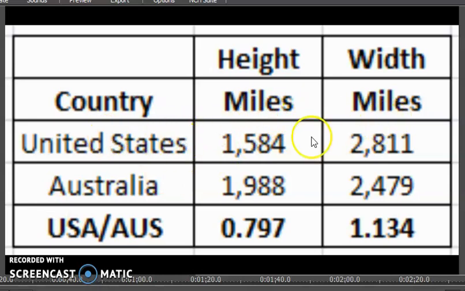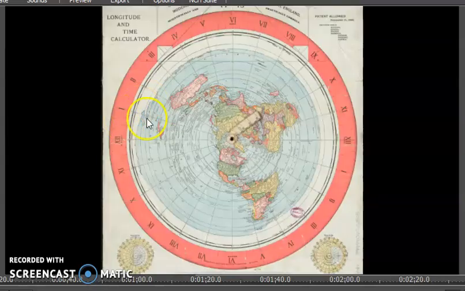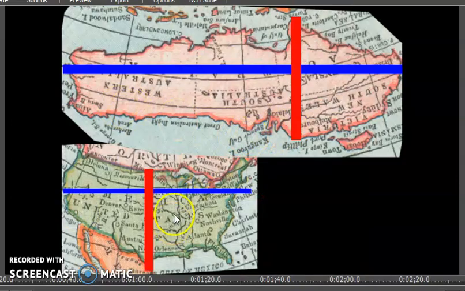The width of the United States is about 2,800 miles. The width of Australia is about 2,500 miles. So the United States is wider than Australia. However, as I pointed out, Australia is wider than the United States. People who know that the Earth is flat generally regard this as the flat Earth model. But if this is the case, then why is there this disparity or discrepancy?